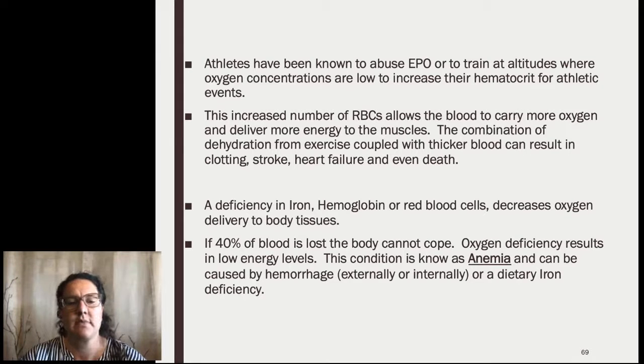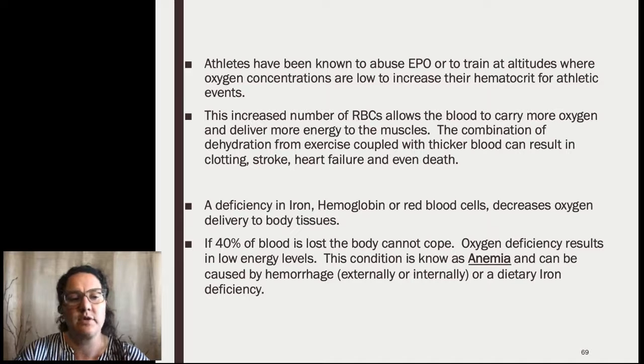But it's naturally increased EPO. It doesn't typically cause those problems. If you have an iron deficiency, in hemoglobin or red blood cells, it can decrease the amount of oxygen that's delivered to body tissues. So you typically have low energy and are very tired and lethargic.